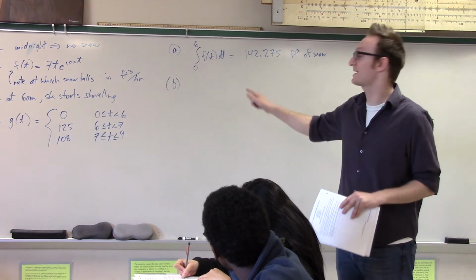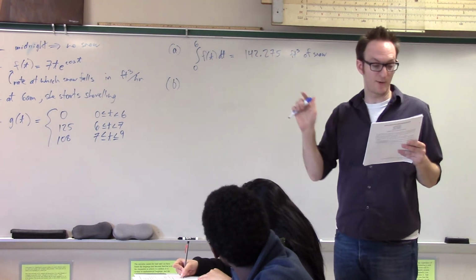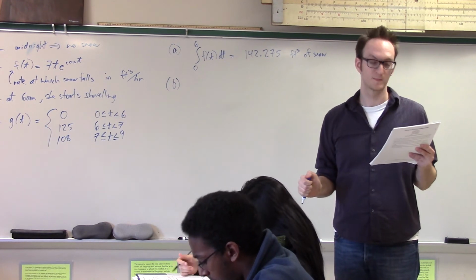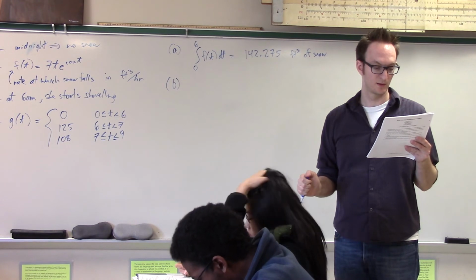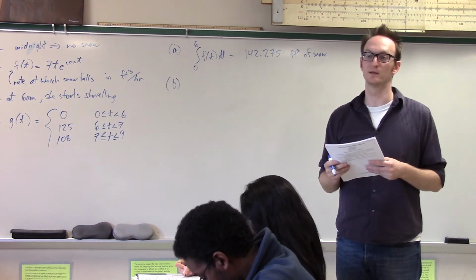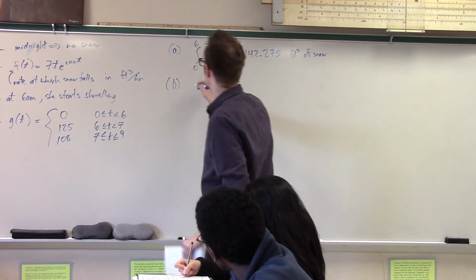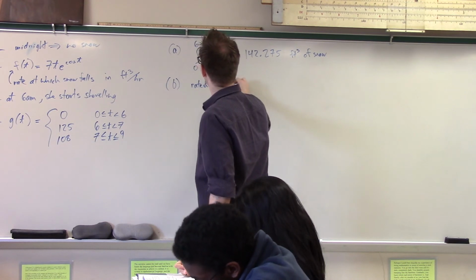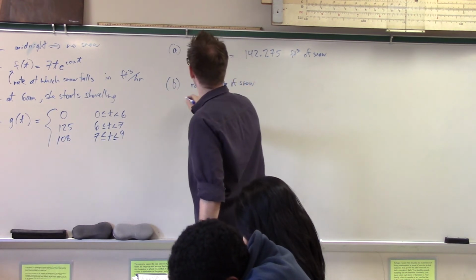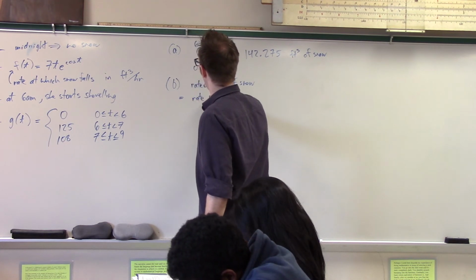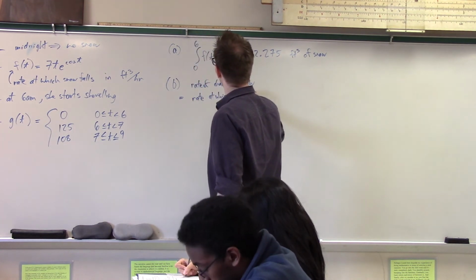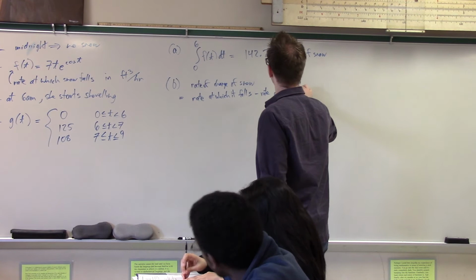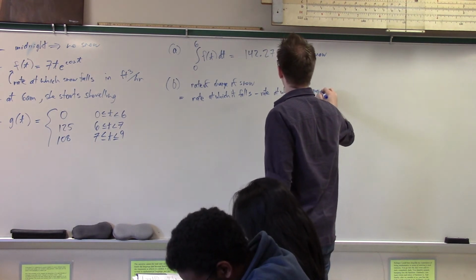F of 8 is the rate at which snow is falling. But they want to know the rate of change of the volume of snow. There's also some shoveling going on. At 8 there is shoveling going on. So the rate of change of snow is simply equal to the rate at which it falls minus the rate at which it's being removed. It's just that simple.